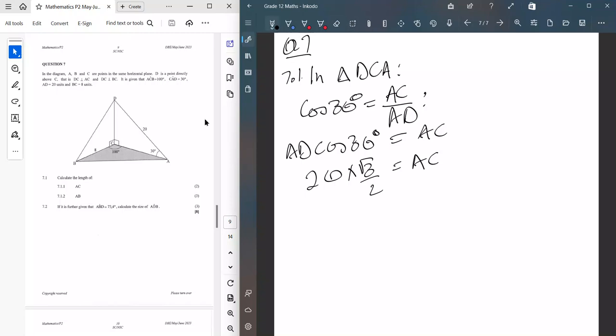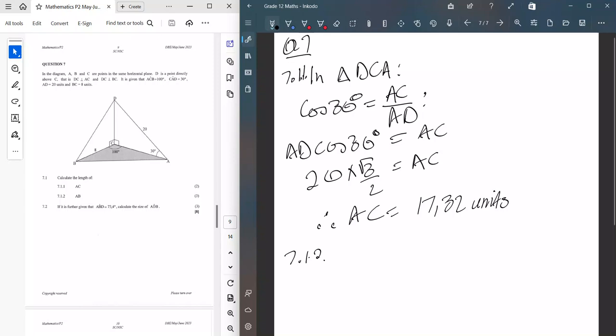All right. Now you can take out your calculators. Therefore, we can say AC is 10 root 3. What is 10 root 3? 17.32. 17.32 units, because they didn't give us any other unit of measurement. They just said units. So it's 17.32 units. Okay. 7.1.2.